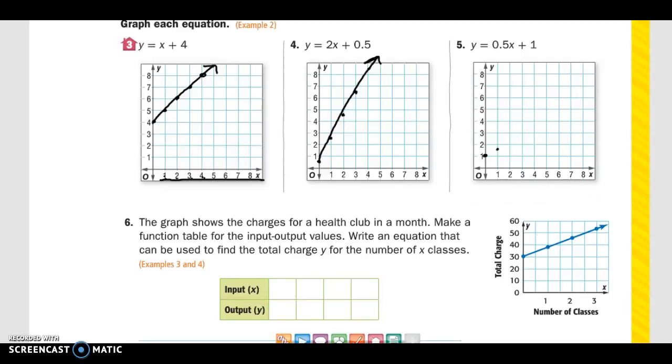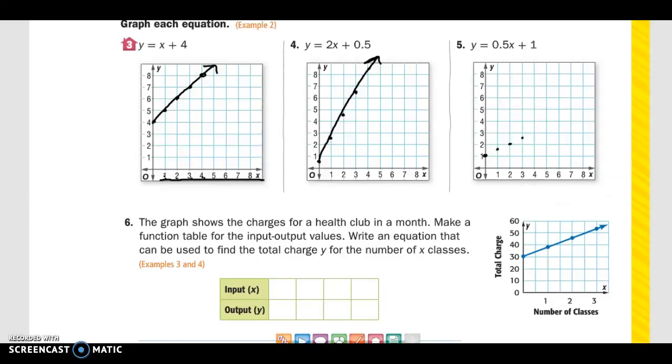Our next one is 0.5 times 2, remember half of 2 is 1, so 1 plus 1 equals 2. So at 2, we're at 2. Now let's plug our next one in. We're at 3, so 0.5 times 3 equals 1.5 plus 1 equals 2.5. So at 3, we jump up to 2.5.